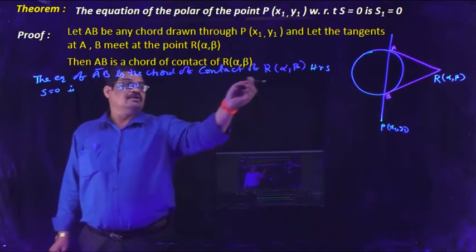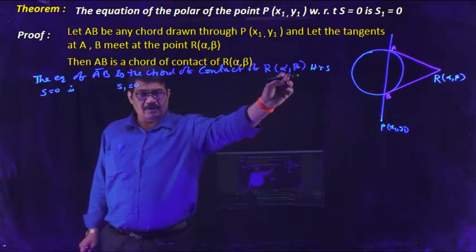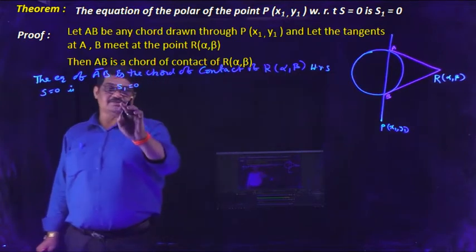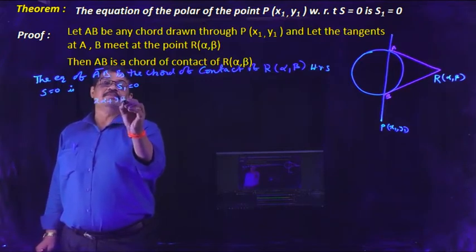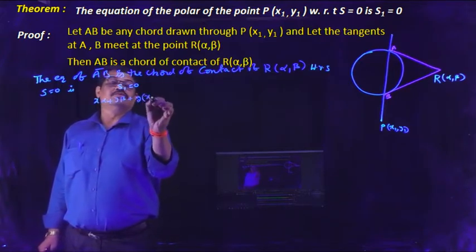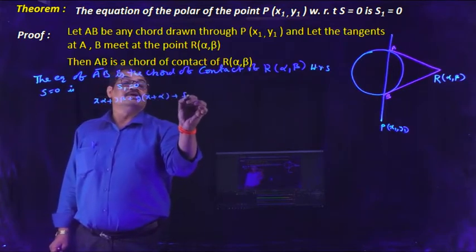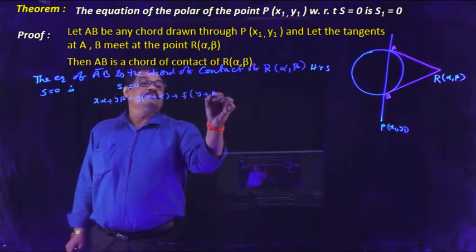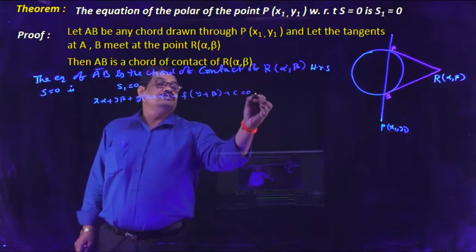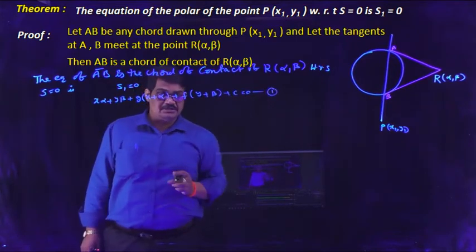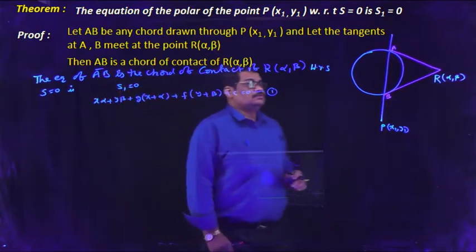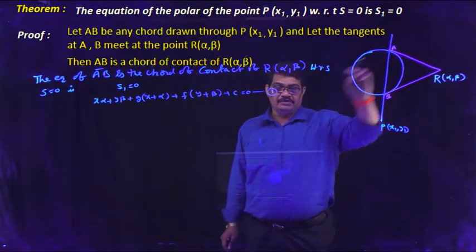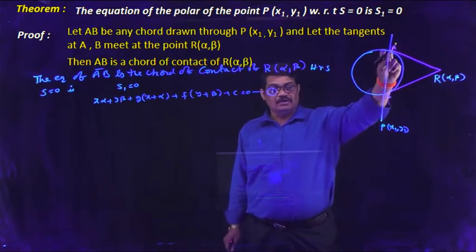Now for this (alpha, beta), we write S1 = 0. That is the equation x alpha + y beta + g(x + alpha) + f(y + beta) + c = 0. Say this is equation 1. This is the chord AB equation. This equation 1 represents the equation of the chord.